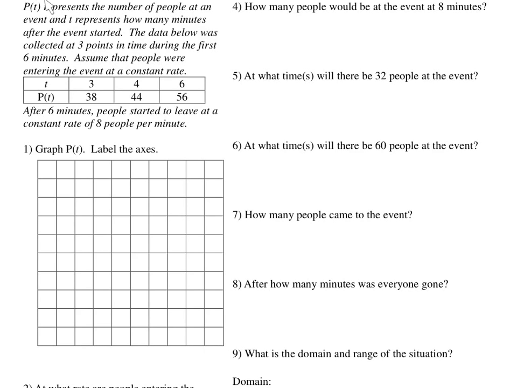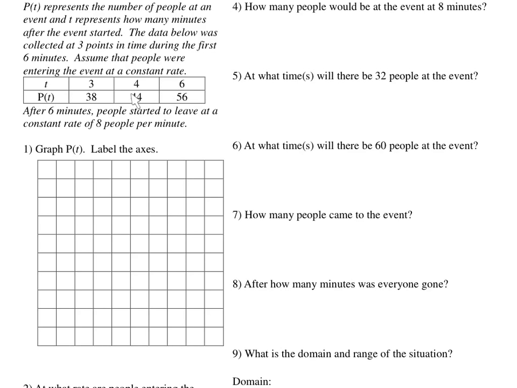Alright, let's read this problem. P of T represents the number of people. T represents how many minutes after the event started. Okay, there's 3 data points here, and it represents the first 6 minutes. Alright, and then this makes a constant rate, so it's in a line. We're going to make a line with this.